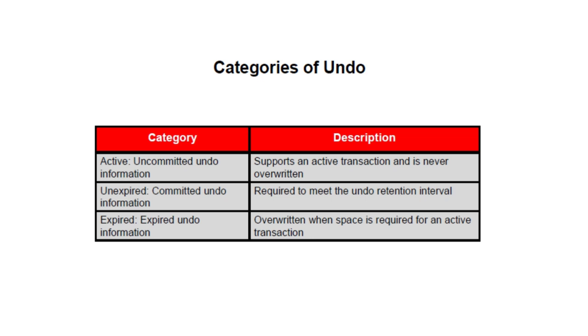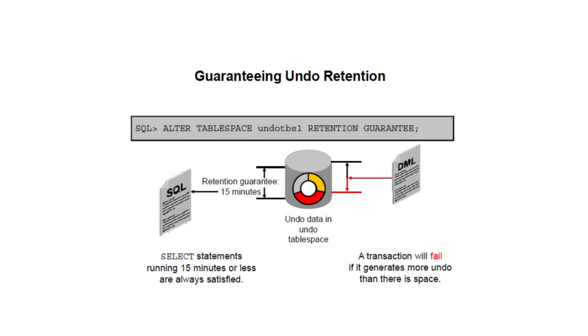Expired undo information is no longer needed to support a running transaction. Expired undo information is overwritten when space is required by an active transaction. The default undo behavior is to overwrite the undo information of committed transactions that has not yet expired rather than to allow an active transaction to fail because of lack of undo space.